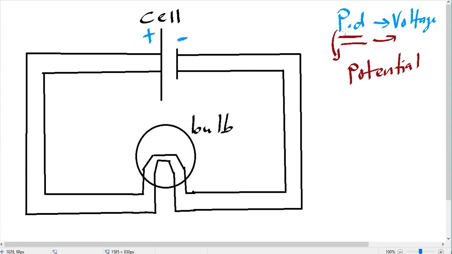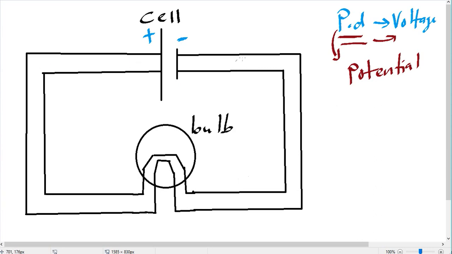Now, when we talk about potential difference, we're talking about a cell or a battery. You have a positive terminal and a negative terminal. So normally the battery or the cell will provide the potential difference, because it is the one that will make the difference within the circuit. Okay, because one part is positive and the other part is negative.